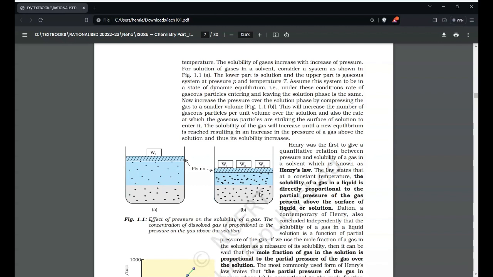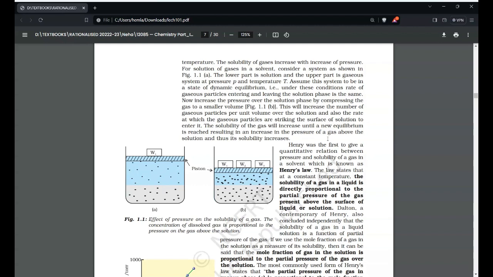Now increase the pressure over the solution phase by compressing the gas to a smaller volume. This will increase the number of gaseous particles per unit volume over the solution, and also the rate at which the gaseous particles are striking the surface of solution to enter it. The solubility of gas will increase until a new equilibrium is reached, resulting in an increase in pressure of gas above the solution, and thus its solubility increases.